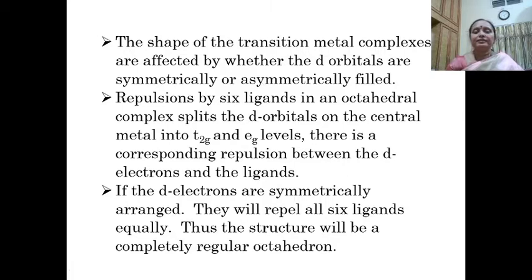Repulsions by the 6 ligands in an octahedral complex split the d orbitals on the central metal ion into t2g and eg levels. Therefore, there is a corresponding repulsion between the d electrons and the ligands.